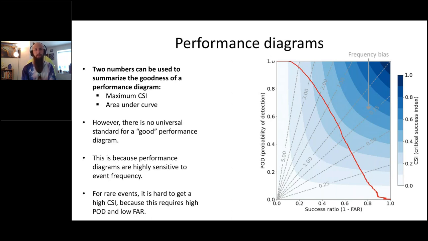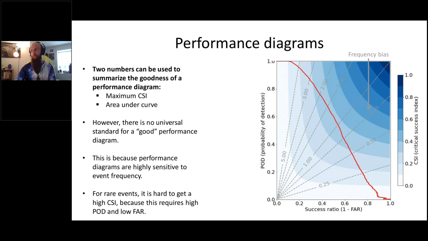The reason is that performance diagrams are highly sensitive to event frequency, because for rare events like tornadoes, it's really hard to get a high CSI, because getting a high CSI requires you to get a high POD and then a low false alarm ratio or a high success ratio. And that's just hard to do, because getting a high POD means you have to issue a lot of tornado warnings or positive tornado forecasts. But at the same time, to get a low false alarm ratio, you have to issue a lot of positive forecasts for a rare event, and then you have to have a small number of those positive forecasts be false alarms. And for a rare event, it's just hard to do.